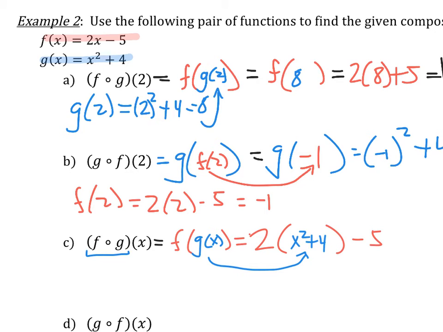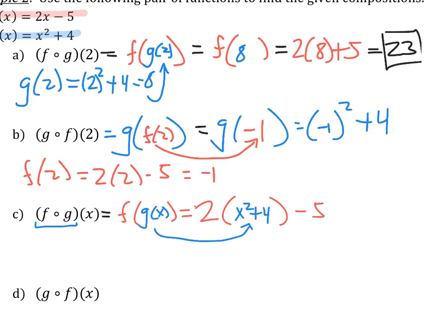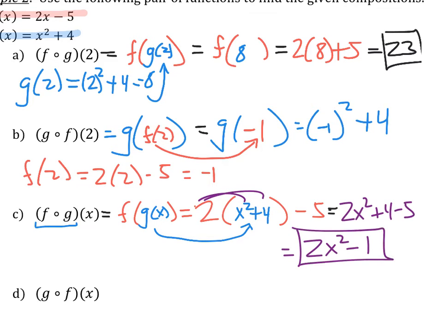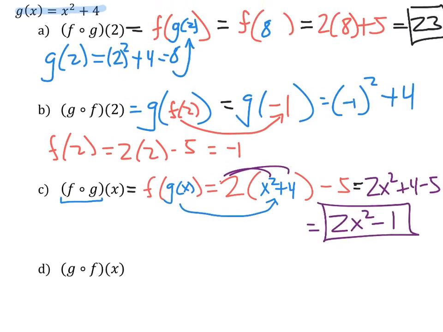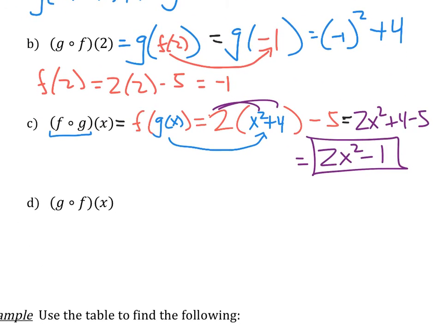So we took f, the red thing, and we put the blue g into f. And now we can just clean it up, and we've got a new function. Okay, so if we distribute here, we're going to distribute the 2 times x squared plus 4 minus 5, which is 2x squared minus 1. There it is. So there's our new function, f composed with g.